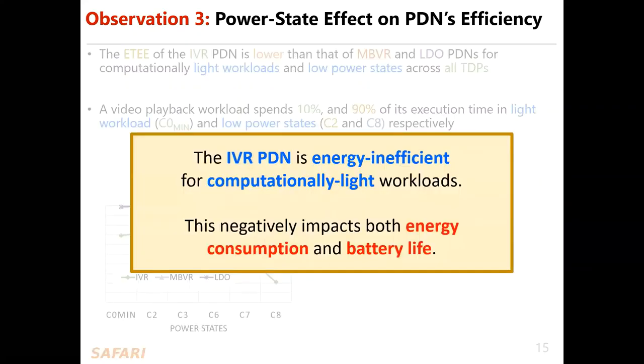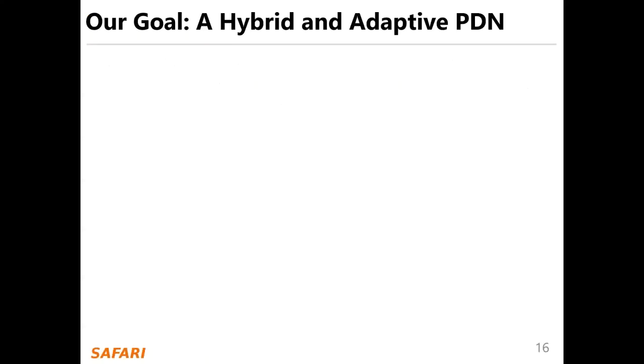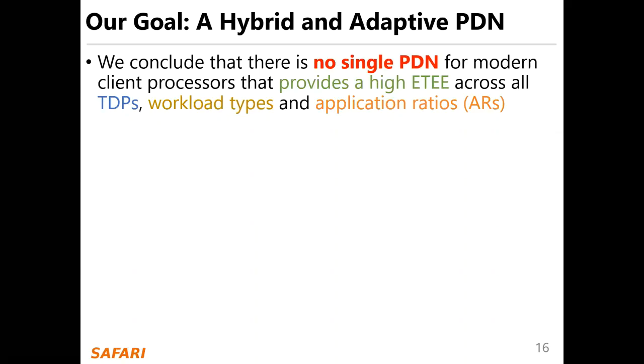We conclude that the IVR PDN is energy inefficient in computational light workloads. This negatively impacts energy consumption and battery life. Based on our three key observations, we conclude that there is no single PDN for modern client processors that provide high end-to-end efficiency across all TDPs, workload types, and application ratios.